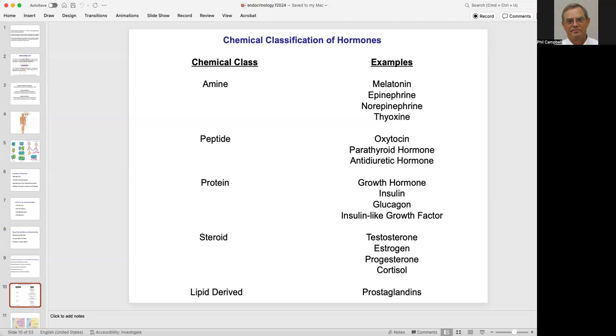All right. Also, proteins, these are larger. These can be continuous chains. They can be discontinuous chains of amino acids. So, growth hormone, insulin, glucagon, insulin-like growth factor, all of these are examples of proteins. Now, remember, there are thousands of these. These are just a very small representative sample. Now, next we have the lipid-based hormones, and they're based on fats, okay?